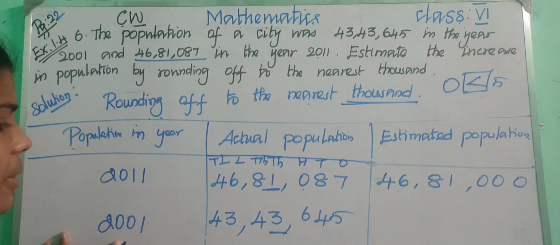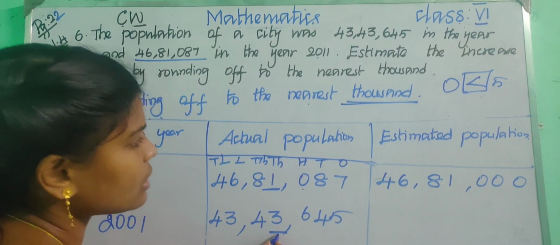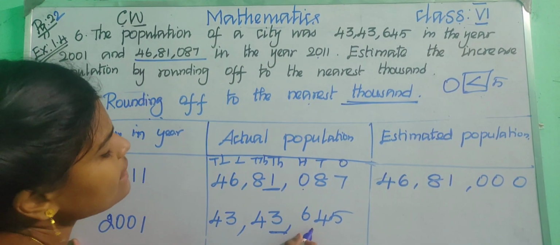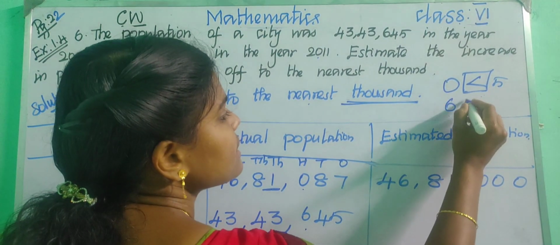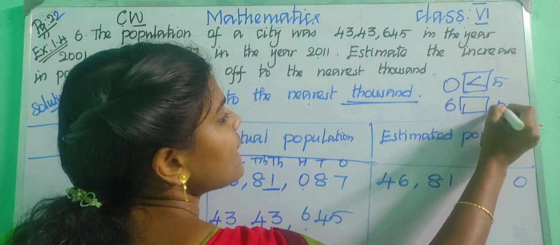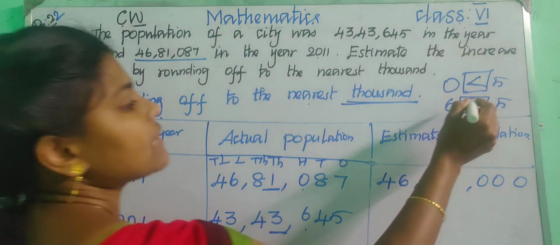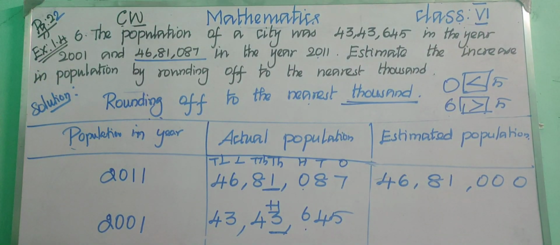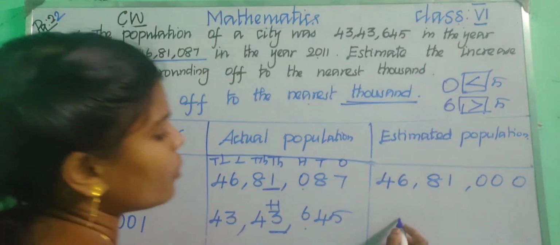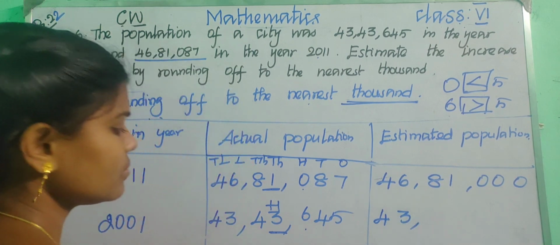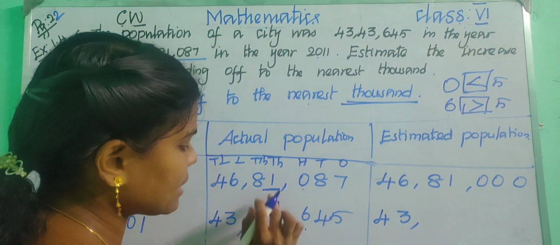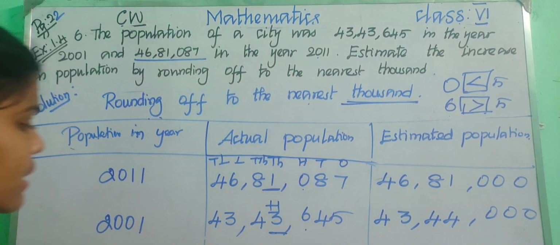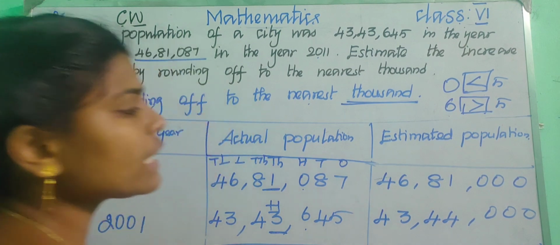And in 2001, what is the population? Let us check. The thousands place is 3, so we need to see the next digit. That is 6. Let us check whether 6 is greater than or less than 5. Greater than 5, so we need to add 1. So what will you get? 43 lakhs, sorry, it is 3 plus 1, that is 4, right? So 44,000. Okay children. So now we are going to find the difference.